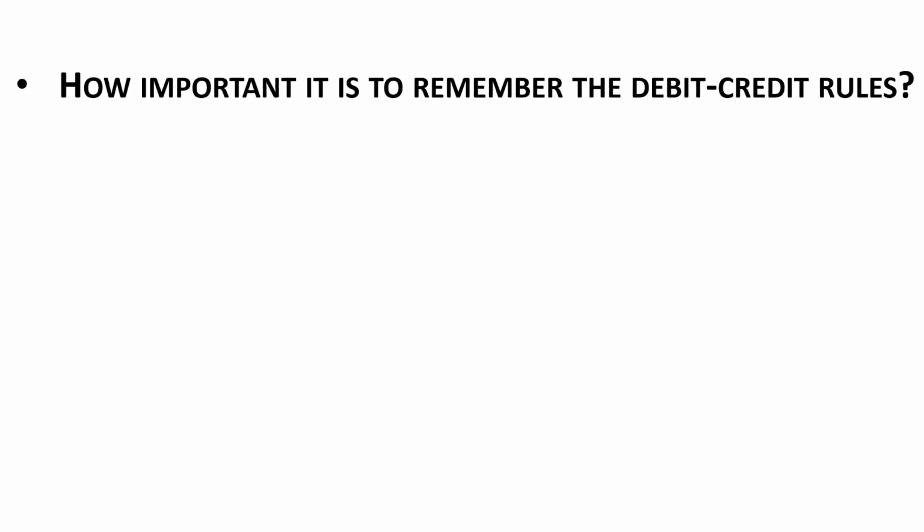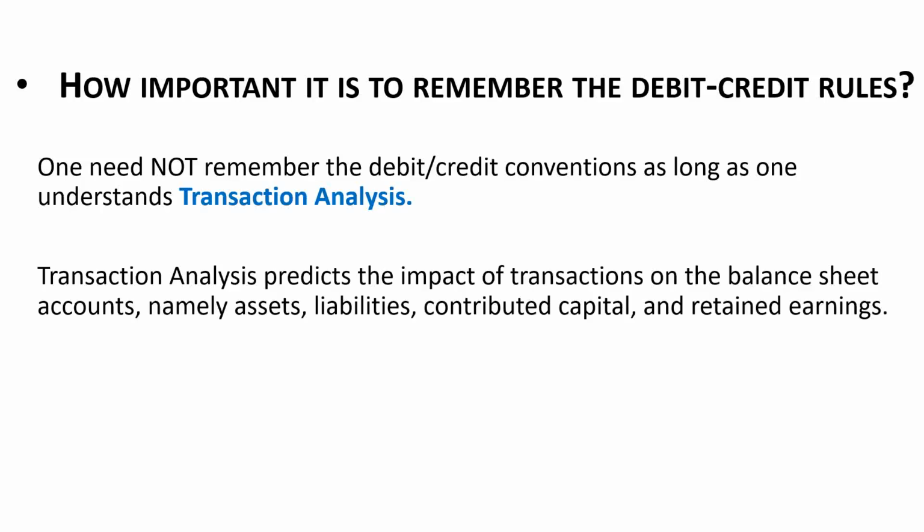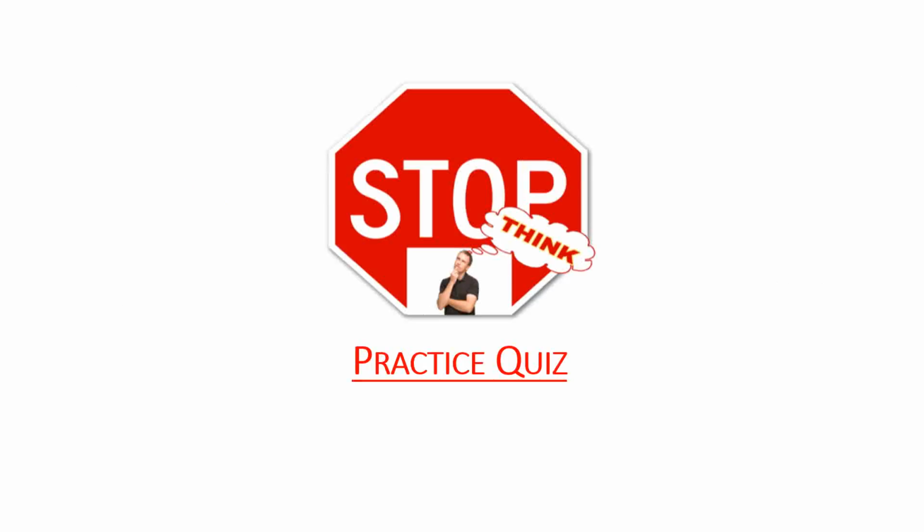Okay, here's the good news. How important is it to remember the debit credit rules? One need not remember the debit credit conventions. Typically in an accounting class, they kind of scare students to death. All you need to do is understand the transaction analysis. Didn't we do that for the 3 transactions? That made a lot of sense. Transaction analysis predicts the impact of transactions on the balance sheet accounts, namely assets, liabilities, contributed capital, retained earnings. And that's much easier to understand, much more intuitive. That's all you need to know, right?